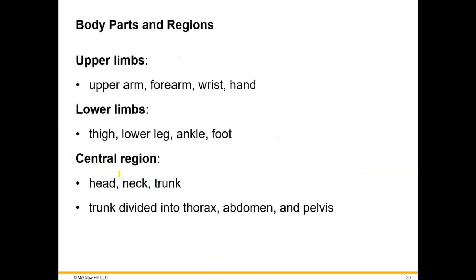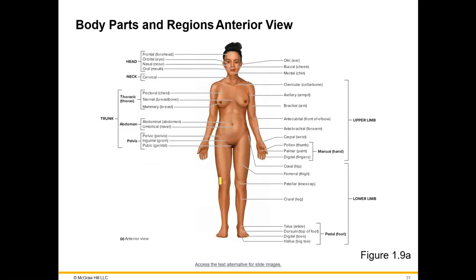All right, so that's okay. Then we have upper limbs, which include the upper arm, the forearm, the wrist, and the hand. Lower limbs include the thigh, lower leg, ankle, and foot. And then the central region, the trunk, is what the central region is called.